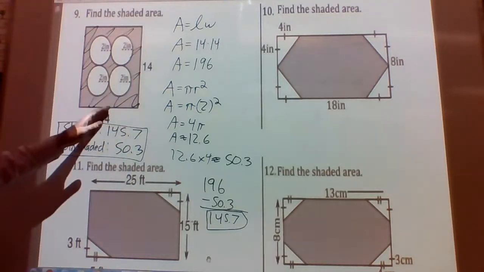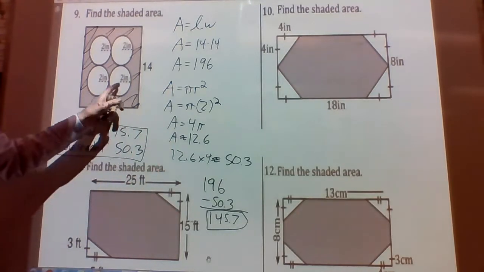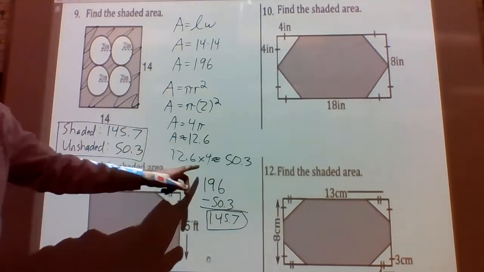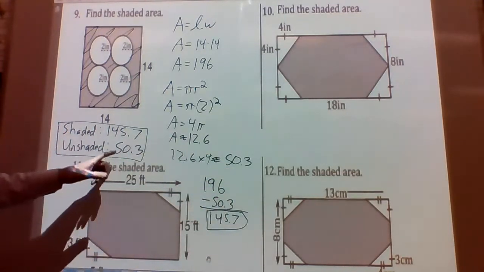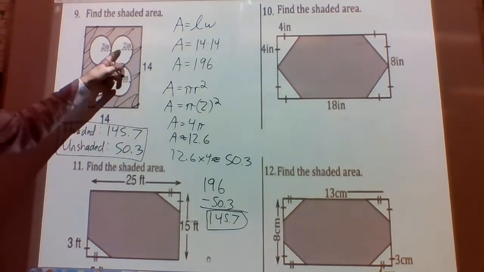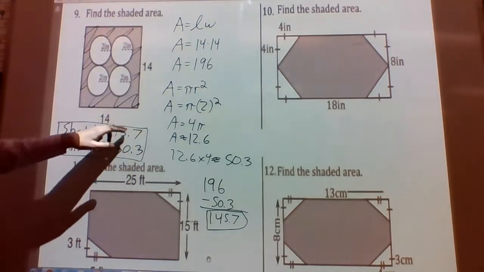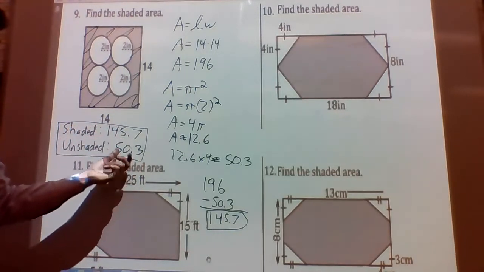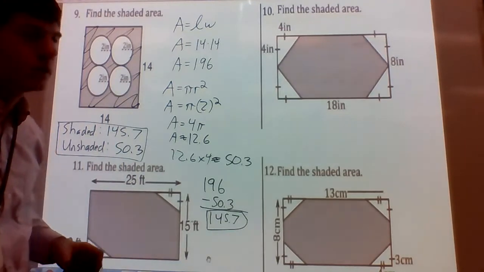Area of the rectangle is 196. Area of the circle is 12.6. There's 4 circles, so 12.6 times 4 gives us about 50.3. That represents our unshaded area, the 4 circles. To find the shaded area, we take the total of the rectangle and subtract the unshaded, and that gives us the shaded, which is 145.7.